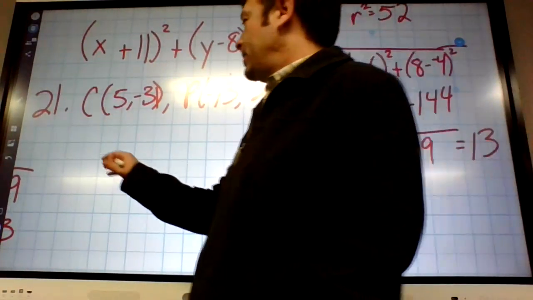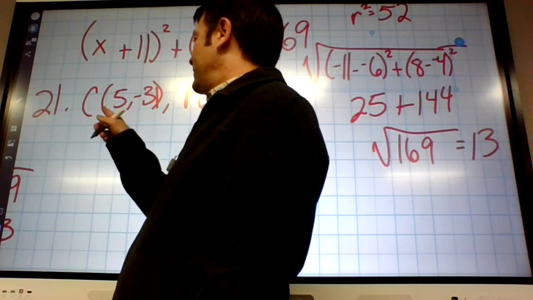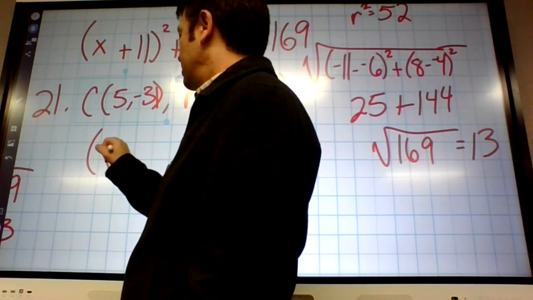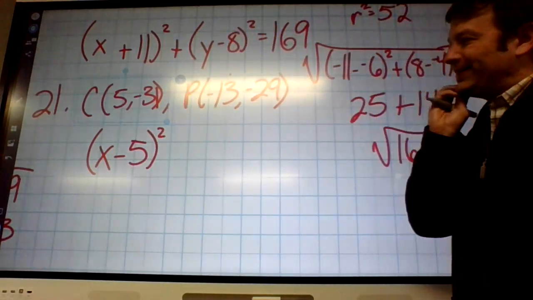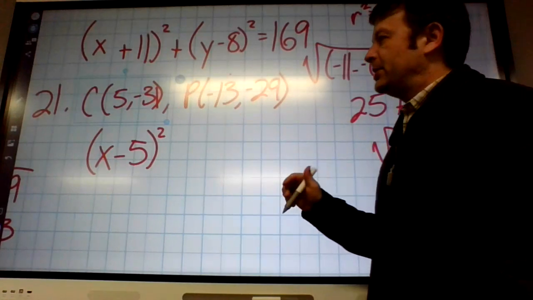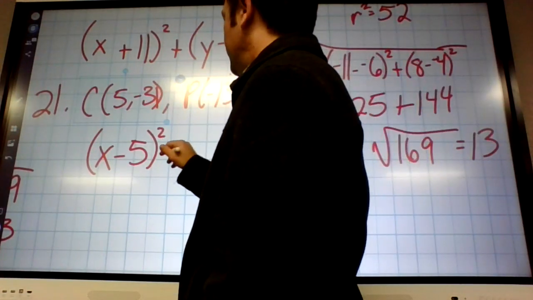Okay, so the center's at 5, negative 3. Right 5 means x minus 5. And down 3: plus 3.